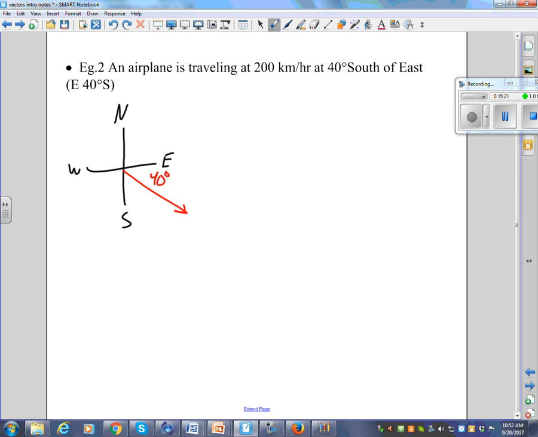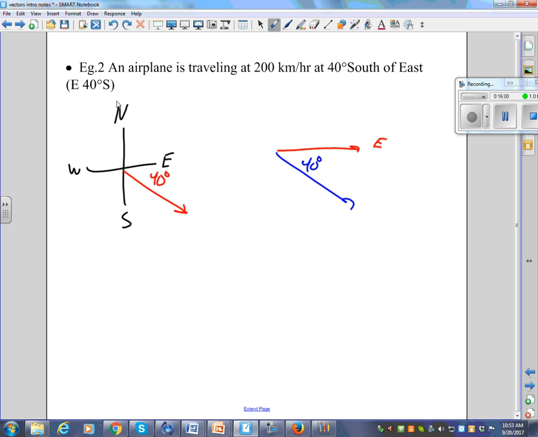Now there's another way to describe it, and that's written like this: E40S. E40S means look east and then go 40 south. Now in my experience, most students prefer this method, east 40 south, because it's in that order, right? You look east, you go 40 degrees towards the south. Keep it all in order. They don't like 40 degrees south of east. But you got to be able to deal with it if you have to, okay? 40 degrees south of east.